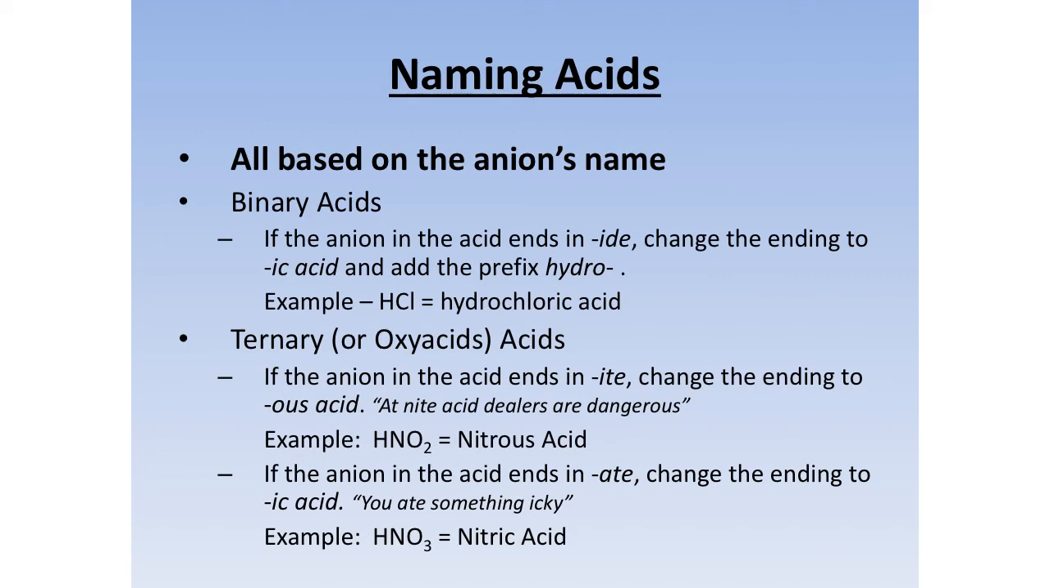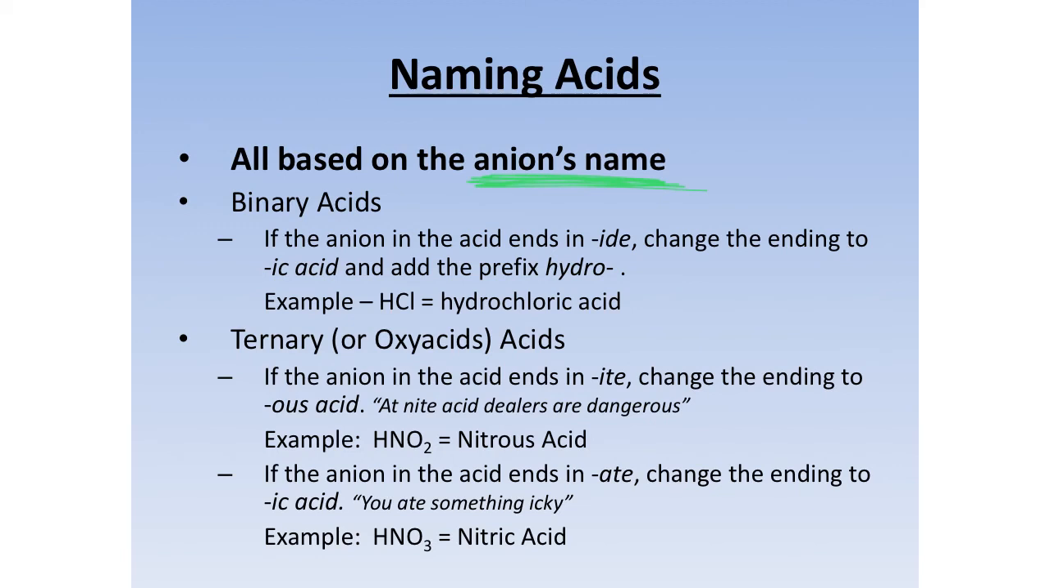Last thing is naming acids. Now, in Regents Chemistry, we were lucky enough to be given a table that had some of the names of our common acids on there. We now need to name them. But honestly, once you know your polyatomics, it's not bad, and you can work off of names that you already know. So it's all based on our anion's name, the negative ion's name.